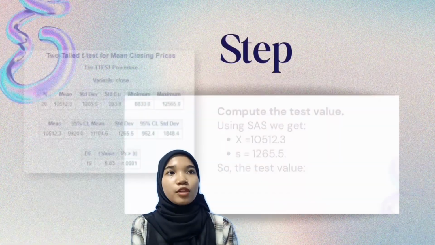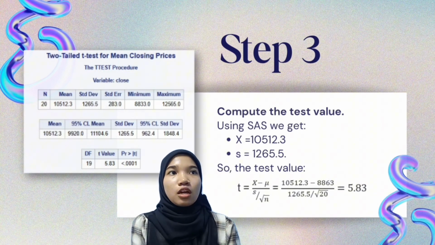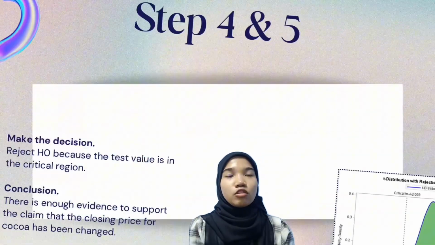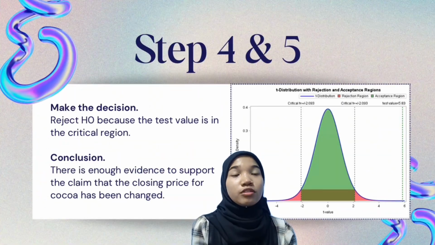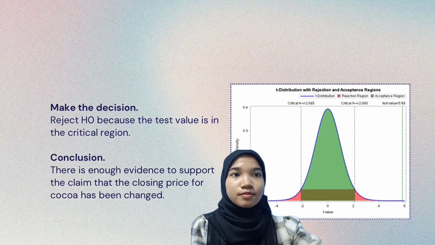Next, to compute the test value, we use SAS to get the sample mean and the standard deviation. So the test value will be 5.83. Finally, we make the decision, which is to reject H null because the test value is in the critical region. So the conclusion will be there is enough evidence to support the claim that the closing price has changed.